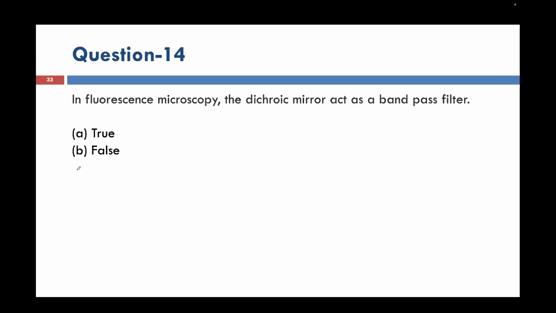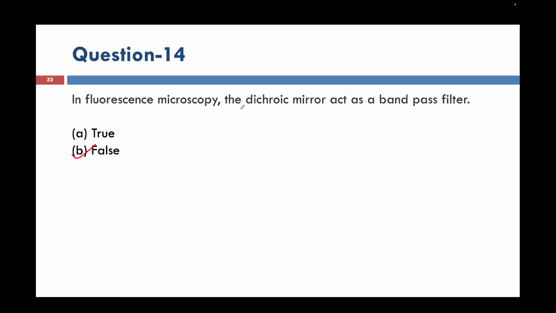Okay, and yeah, this is the last question. In fluorescence microscopy, the dichroic mirror acts as a band pass filter, whether it's true or false. The option would be false. There is a difference between a band pass filter and a long pass filter. So here, the mirror in fluorescence microscopy is used as a long pass filter, not as a band pass filter.